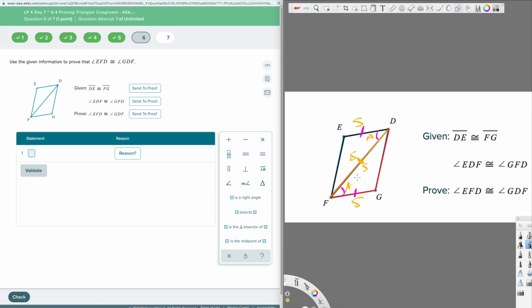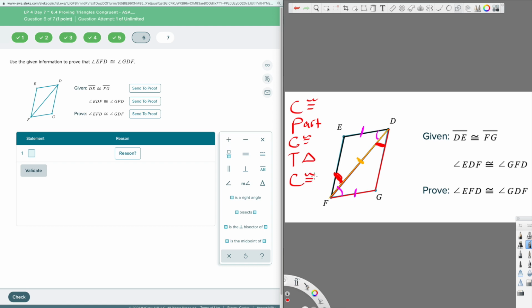Well, why does that matter when I want to know if the angles are congruent to each other down here? So I actually want to show EFD, and I'm going to put this in red, I guess. EFD, this is what I'm proving, is congruent to GDF, so this one up here. Well, if the two triangles are congruent, then the corresponding parts of congruent triangles are congruent. So this literally means congruent parts of congruent triangles are congruent.